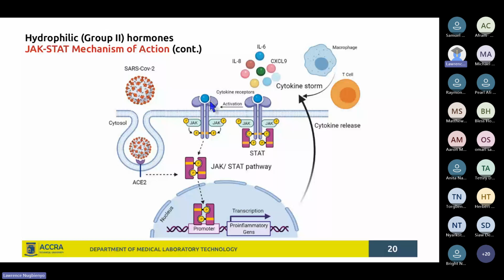So you see here, you see the JAK-STAT is bound onto the receptor upon activation. You have the STAT complex, the dimer, dissociating away, moving into the nucleus to bind to the promoter region. So that is a specific example that we can look at in terms of the JAK-STAT mechanism, in terms of second messengers for the hydrophilic hormones.